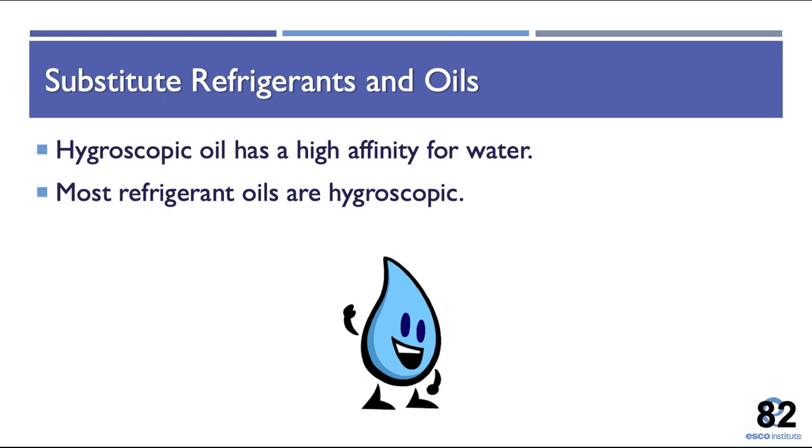Substitute refrigerants and oils, okay, are hygroscopic. Hygroscopic oil has a high affinity for water. Some of these oils can absorb water through a plastic container. An oil sample shall be taken and analyzed if a system has had a burned out compressor, winding failure, or major leak allowing moisture to enter the system. We want to test that refrigerant oil.